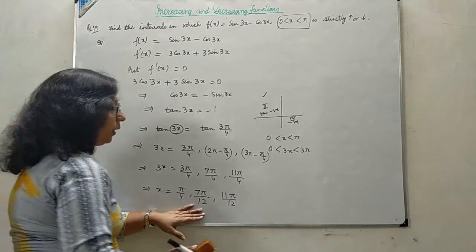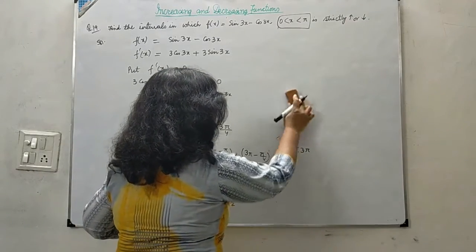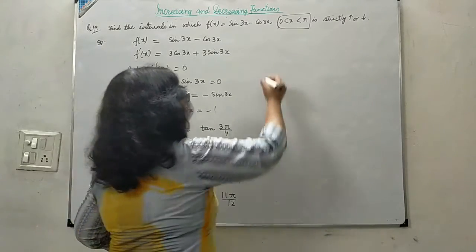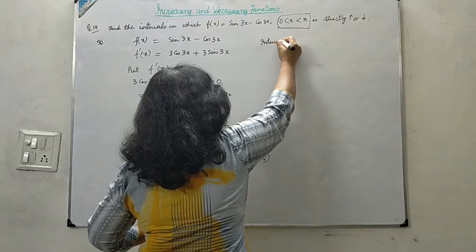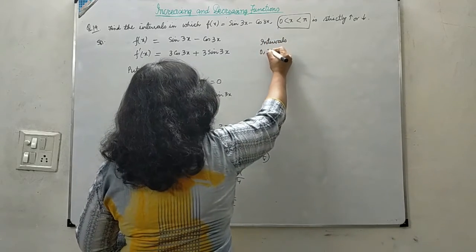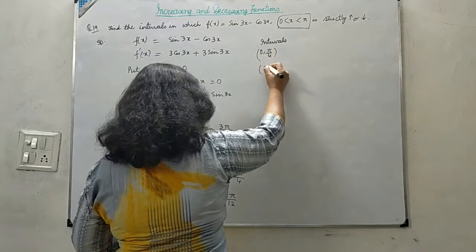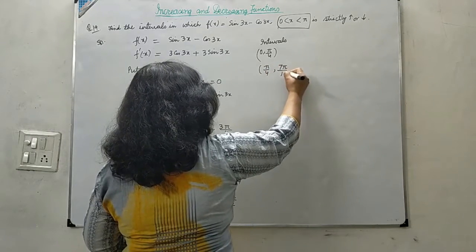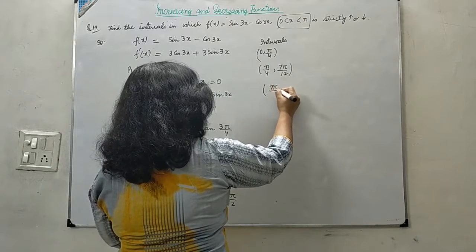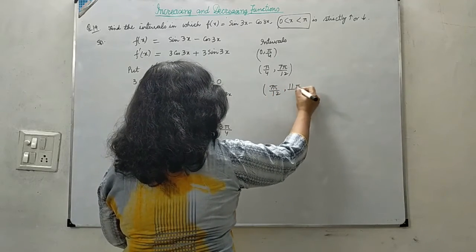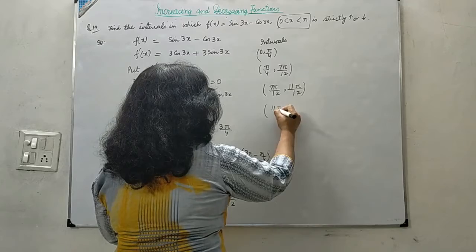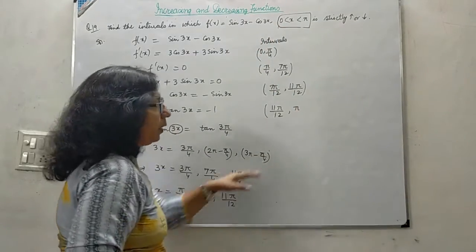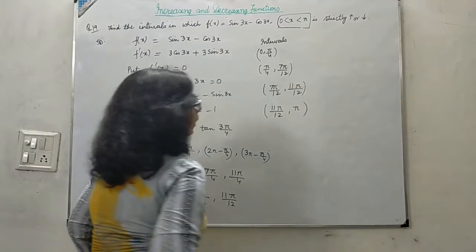Now there are 3 points which are dividing the given interval into 4 disjoint sub-intervals. We get the intervals as 0 to pi by 4, then pi by 4 to 7 pi by 12, and the next one is 7 pi by 12 to 11 pi by 12, and the next one is 11 pi by 12 to pi, and the next number will be more than pi, so we have not taken it.